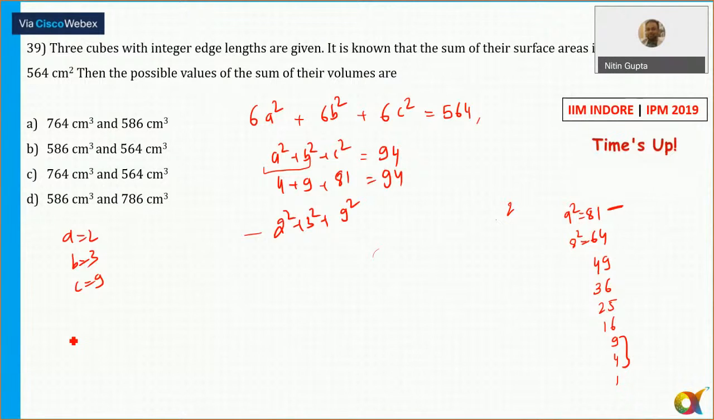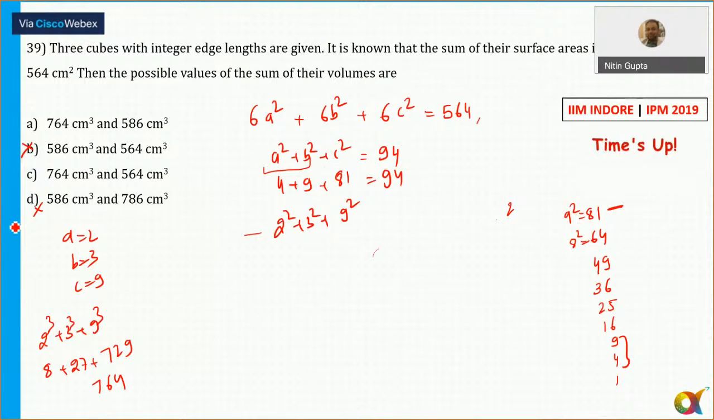So what is the sum of their volume? 2 cube is 8, 3 cube is 27, 9 cube is 729. If I add all of them, 27 plus 8 plus 729, it comes out to be 764. And if it is 764, it means two of the options, option B and option D, can be rejected.